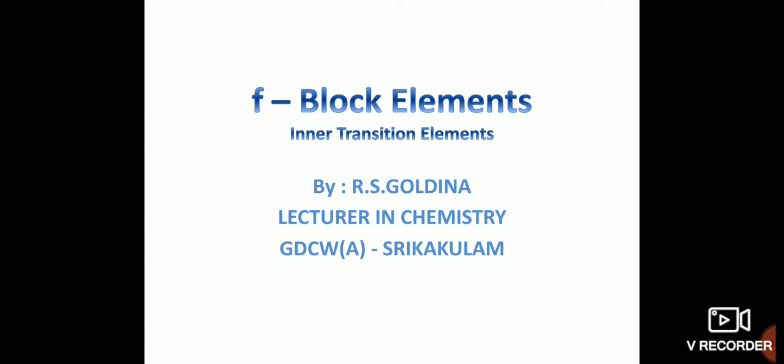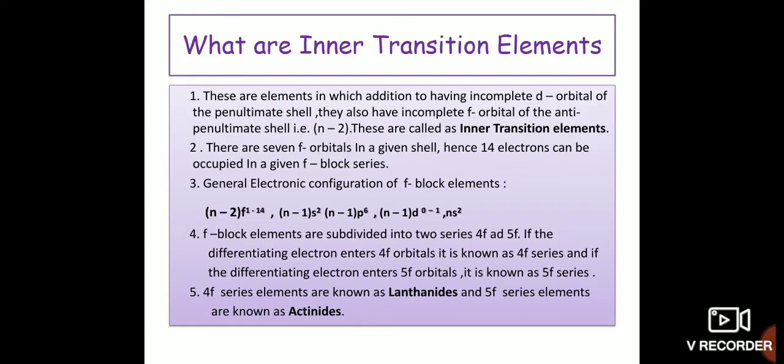The F block elements are also known as inner transition elements. These are the elements which have incomplete d orbital of the penultimate shell, and also incomplete f orbital of the anti-penultimate shell. That means the n-1 shell consists of incomplete d orbitals and the n-2 shell consists of incomplete f orbitals. So these are known as inner transition elements. In addition to an incomplete d subshell, their f subshell is also incomplete.